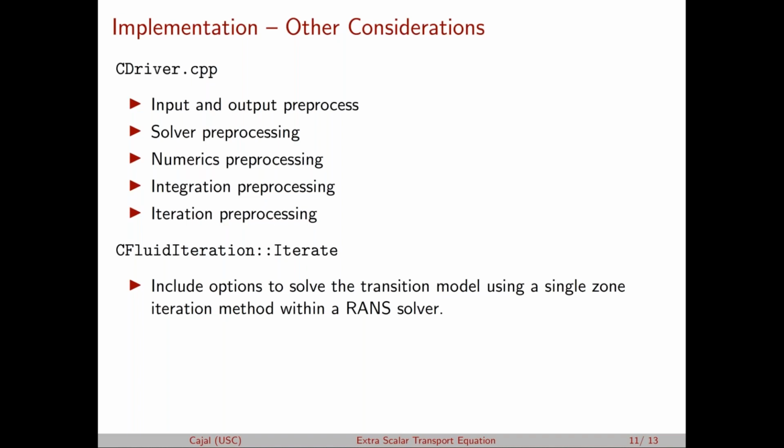So other things to keep in mind, as I said, the solver, the variable, and the numerics classes are the most relevant. But also in the pre-processing, we just need to make sure that we have all the options ready and properly set to run the simulation. So basically, the input and output processing is how we're going to communicate with the config file and with the console afterwards. Define the containers for the solver, numerics, integration, and iteration processes. And as I said before, I'm just implementing this for a single zone iteration method. We just need to make sure that in the function of the fluid iteration container, we include the options to solve the transition model using a single zone iteration method. So this iteration happens once the solver begins.